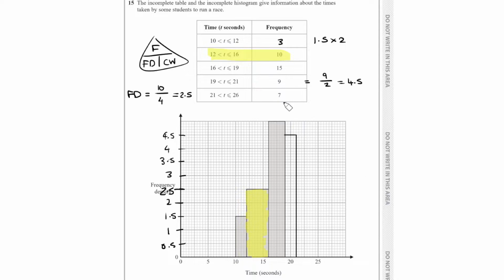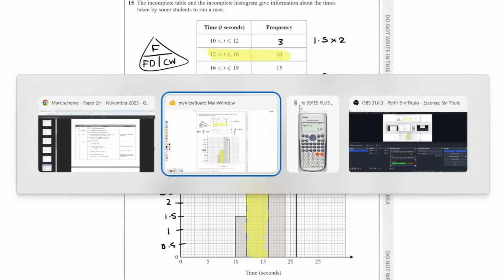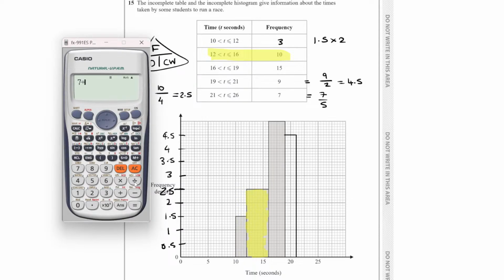So that's that one. Then the second one, again, we need to know our frequency density. So that's 7 frequency divided by the class width, which is 5. You might want to know what that is as a decimal. So let's get our calculator. 1.4.